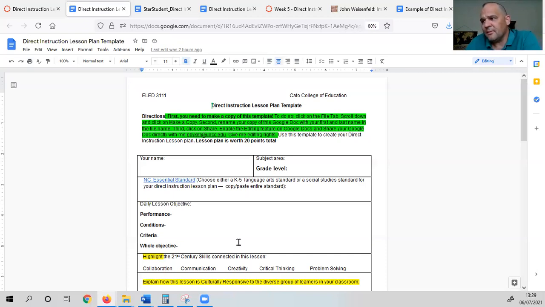The next component is very important. That's the daily lesson objective. We're going to be talking more about lesson objectives and how to write them in Module 2, but this is a quick nutshell summary of what I mean by daily lesson objective. I want you to get in the habit of writing strong lesson objectives that have performance criteria, conditions, and then the criteria for what you want the students to be able to do.